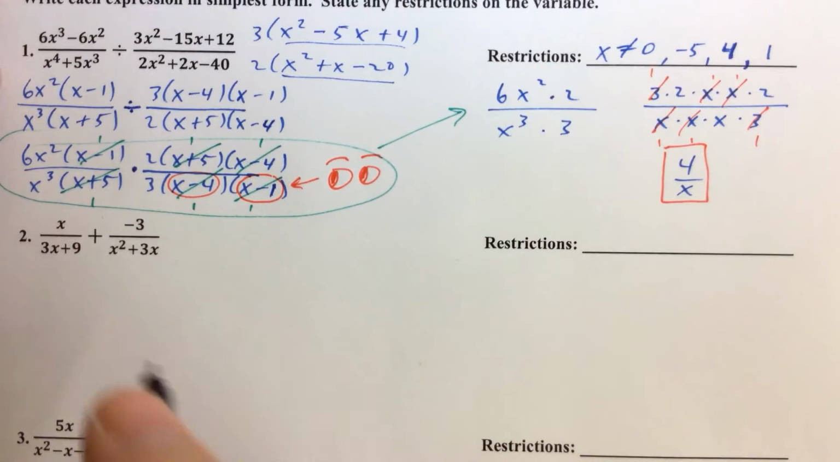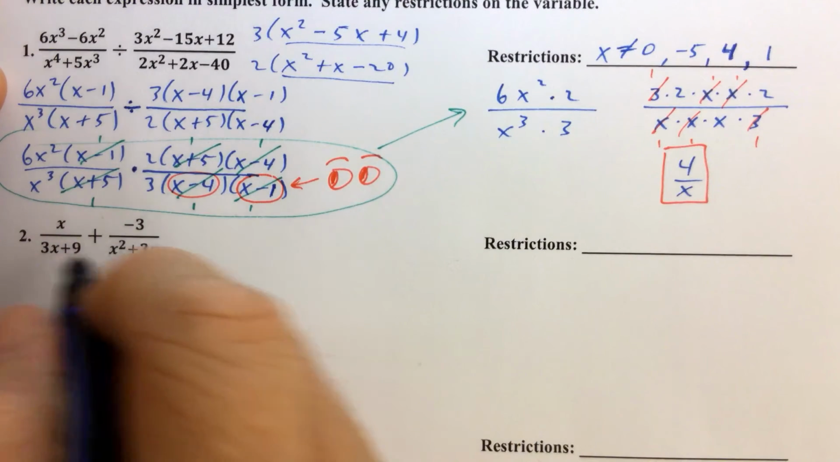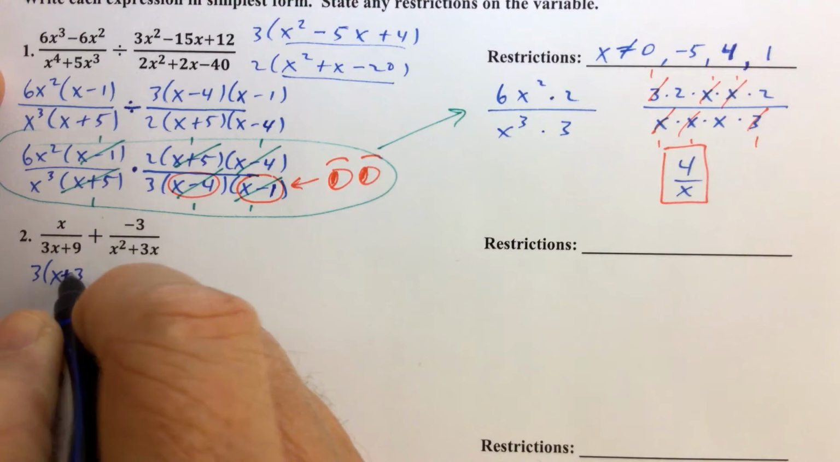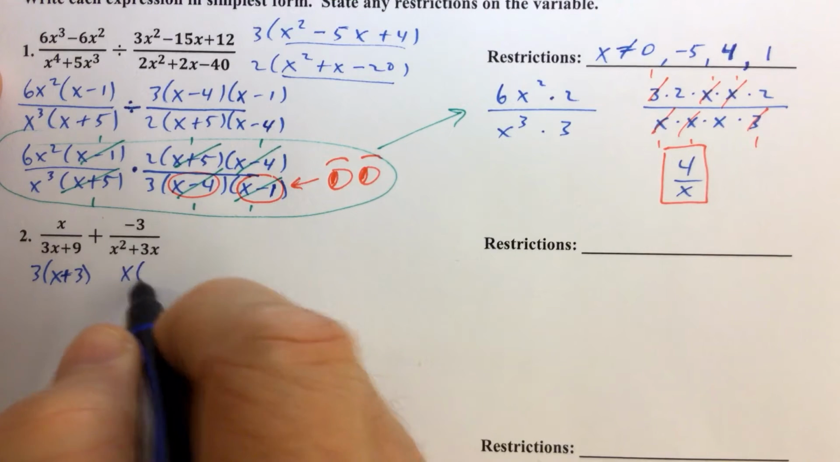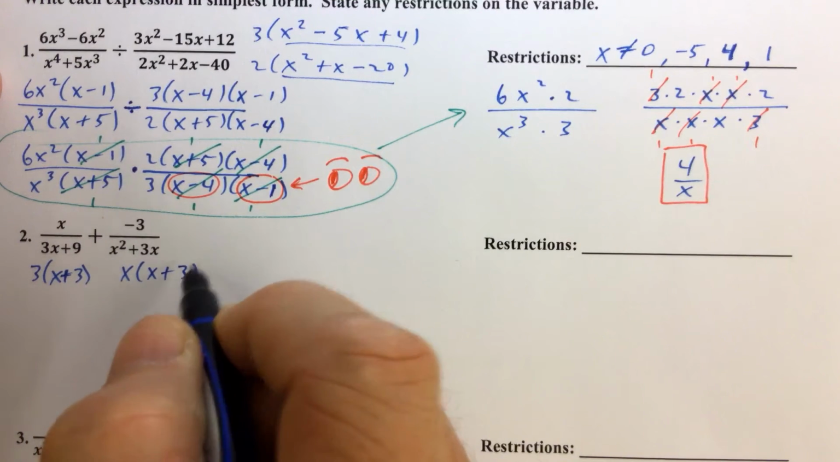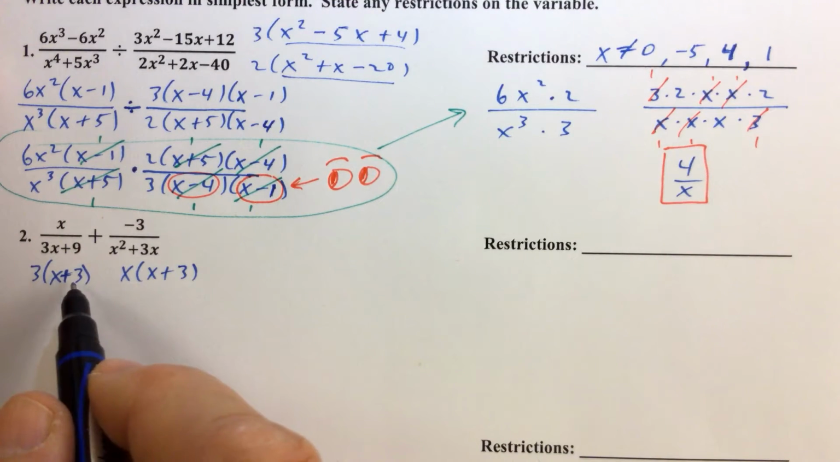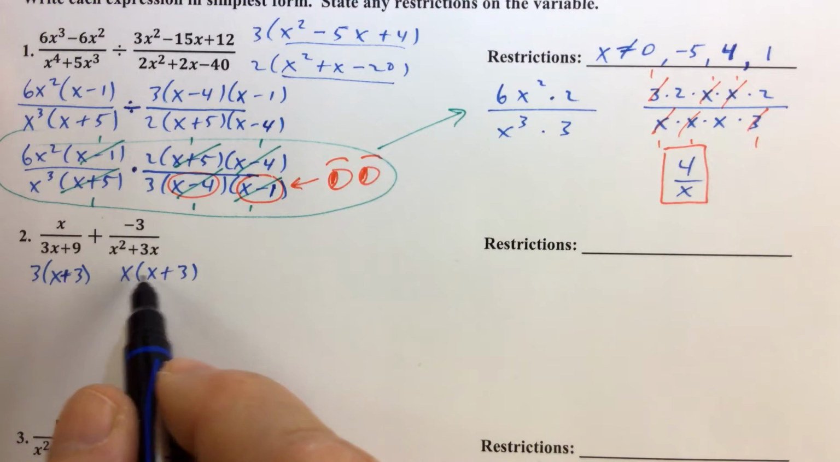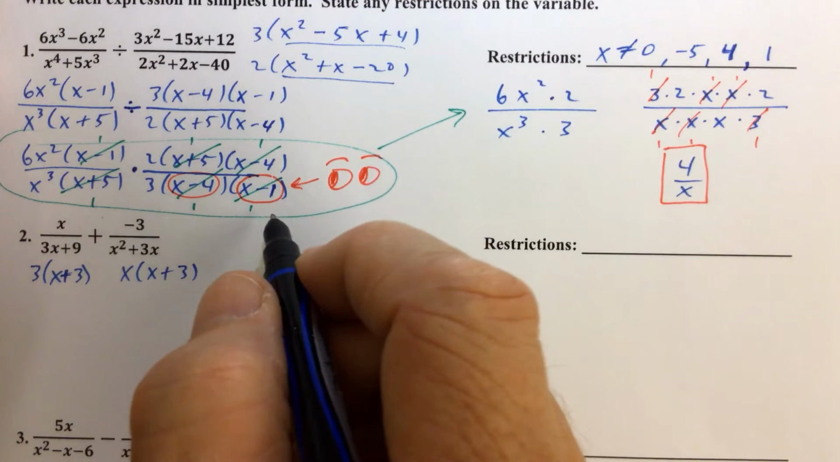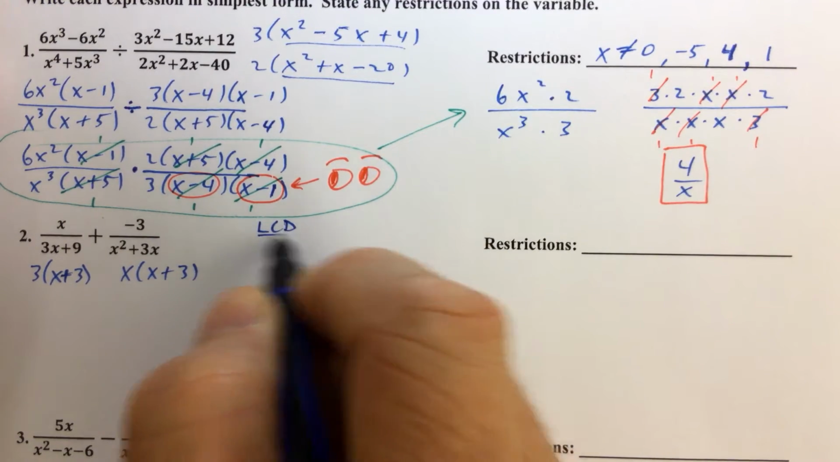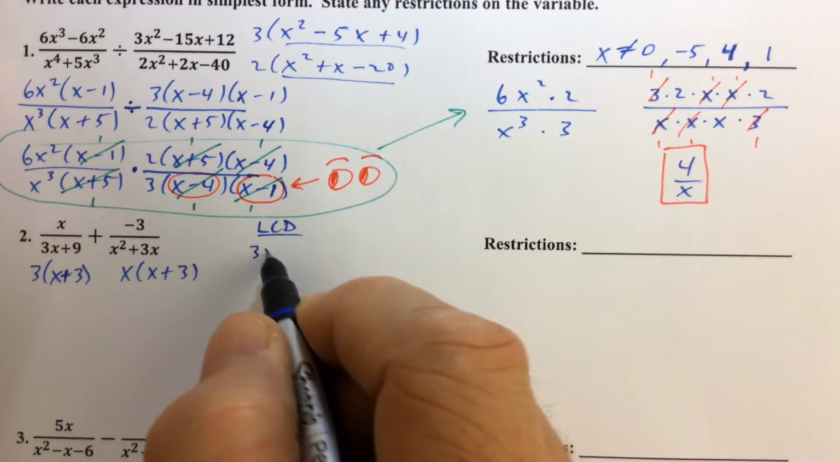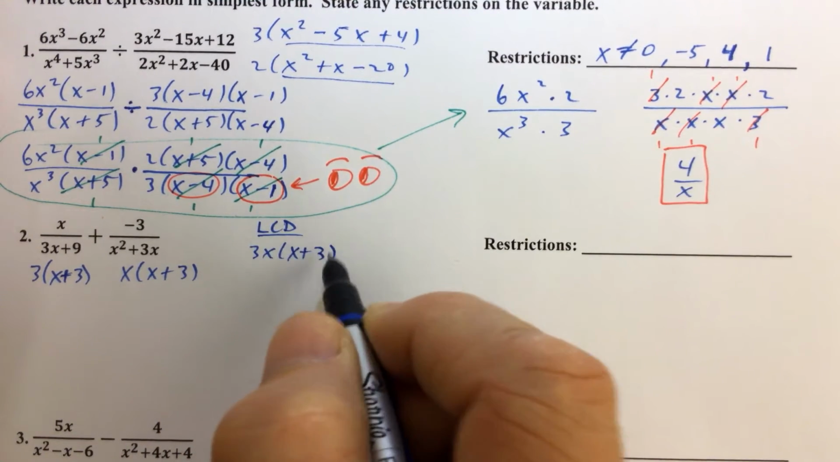Problem number 2, we first want to list our lowest common denominator, and that, again, we get by factoring every denominator. When we factor each denominator, we see we have 3 times x plus 3 is 3x plus 9, and the second denominator factors as x times x plus 3. Well, our lowest common denominator then is 3x times x plus 3.